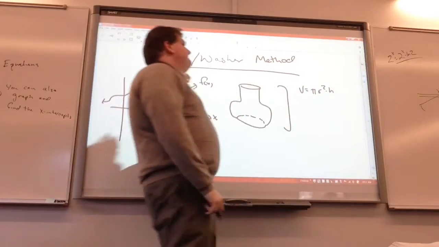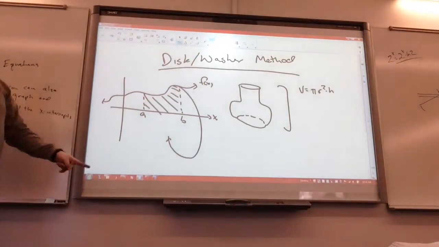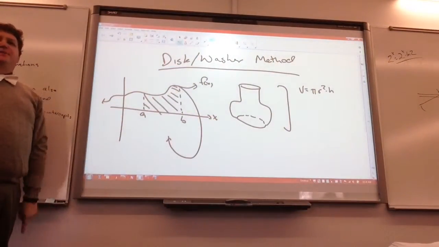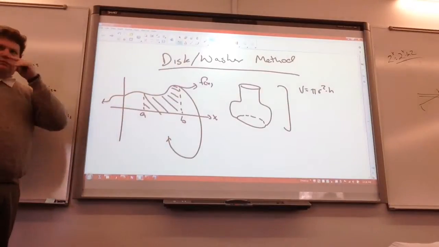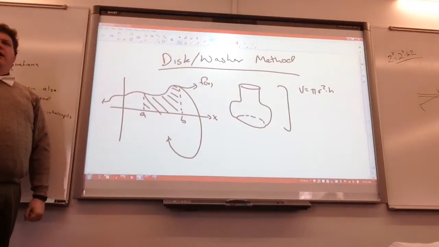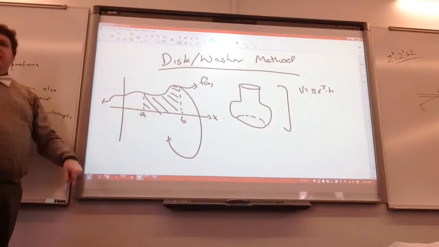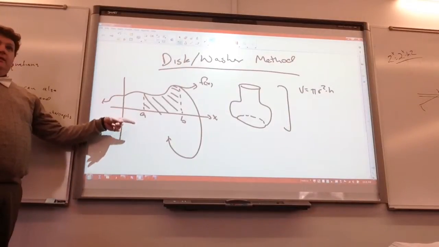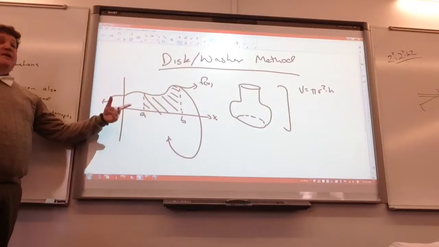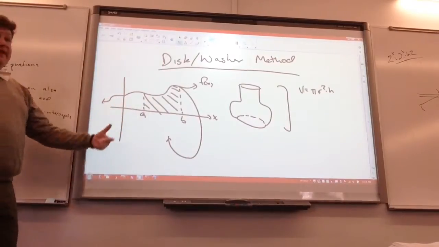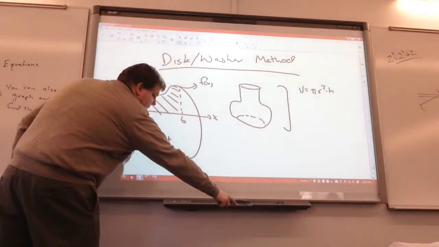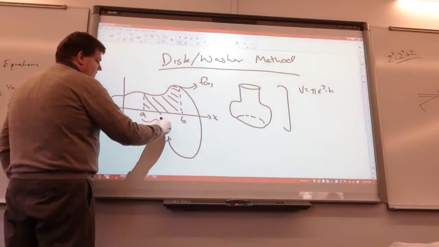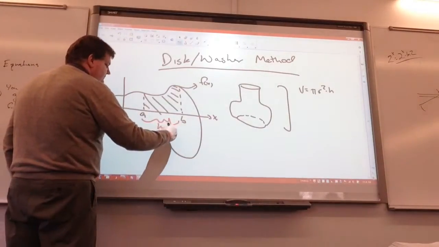Right? Okay. For this solid here, formed from this area here that I spun, what is its height going to be? What would determine the height of this guy? Somebody tell me? B minus A. So the height would be the space between A and B. So this here would represent the height, right?